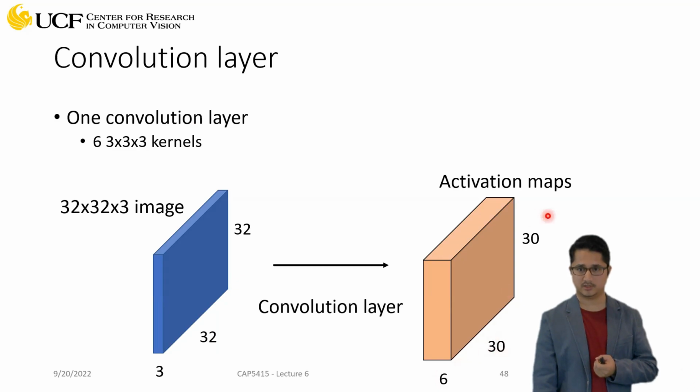And don't worry about 30 and 30. We'll talk about how we got from 32 to 30, but do try to understand how we got this 6. The 6 is a result of how many kernels we have. So if we would use 60 kernels, the depth of this activation map will be 60. So that's one important thing.